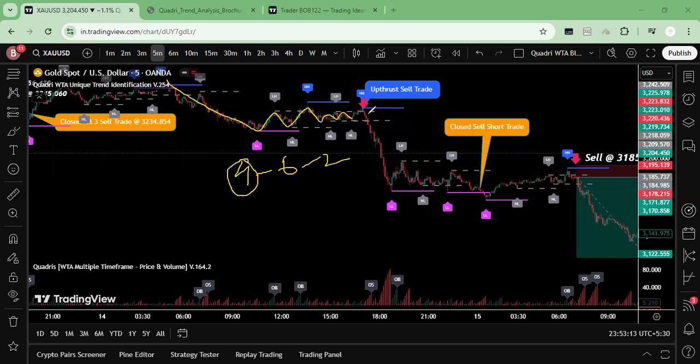So here was the coiling of price. Here was the position I shorted, as I mentioned here also, upthrust sell trade, and I was anticipating this move, based on the logical analysis with the help of this indicator, which happened to start from this particular point and all this coiling of prices. Then at this particular level, it was clear that the price is in a move or about to go downwards.